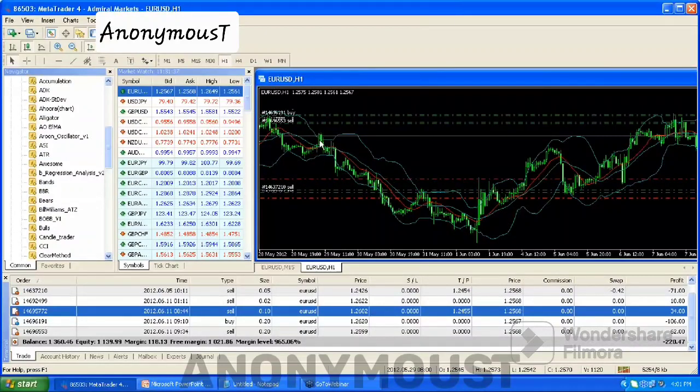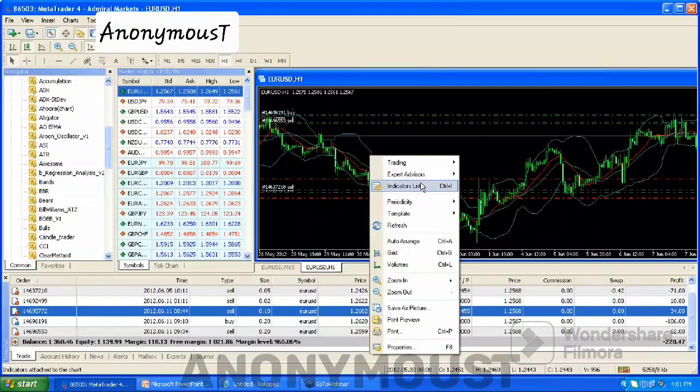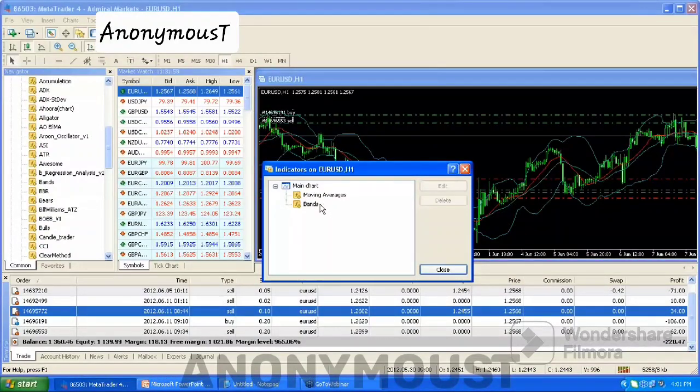You see it breaches the upper band of Bollinger, it comes down. It breaches the lower band of Bollinger, it goes up. Again breaches, again it goes up. Again breaches the upper level, it goes down. So this is how the Bollinger Band works. Now let me delete the Bollinger Band and we just see the moving average.